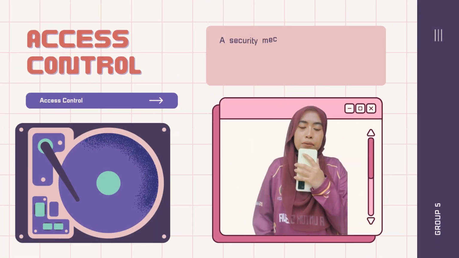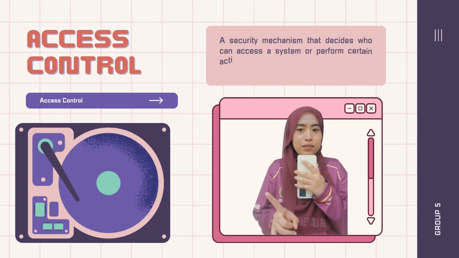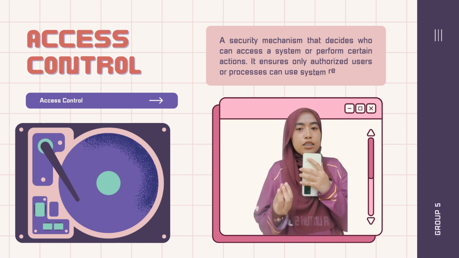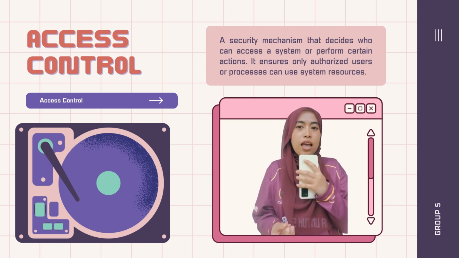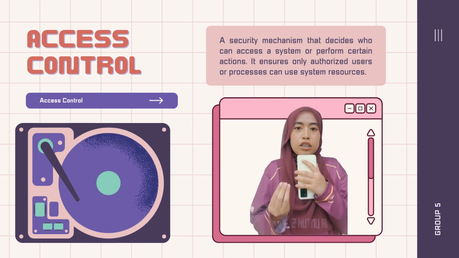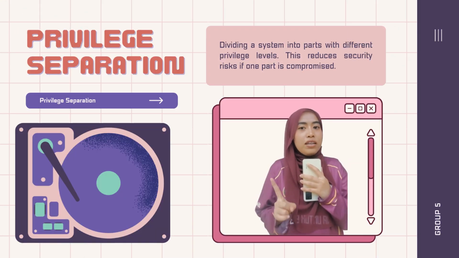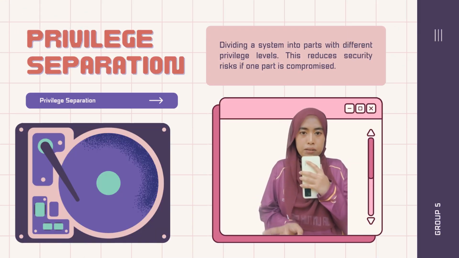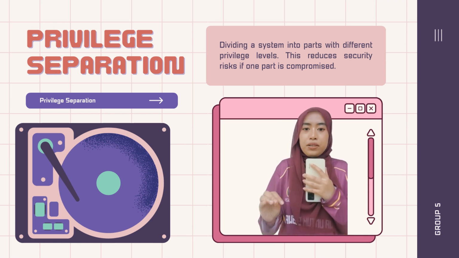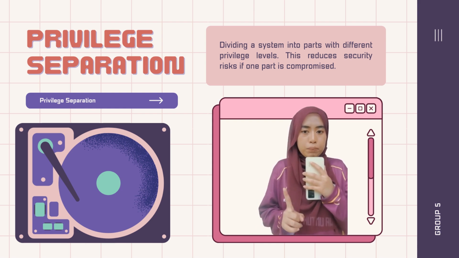On this slide, I will explain access control and privilege separation. First, access control. Access control is a security mechanism that decides who can access a system or perform certain actions. It ensures only authorized users or processes can use system resources. Next is privilege separation. Privilege separation means dividing a system into parts with different privilege levels. This reduces security risk if one part is compromised.